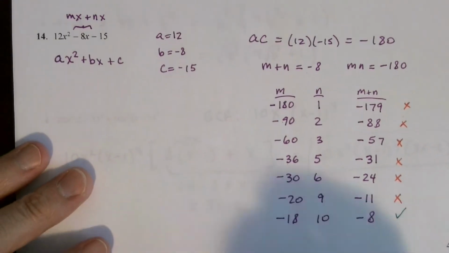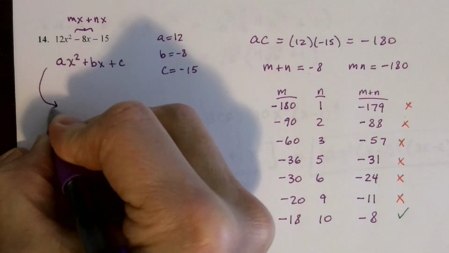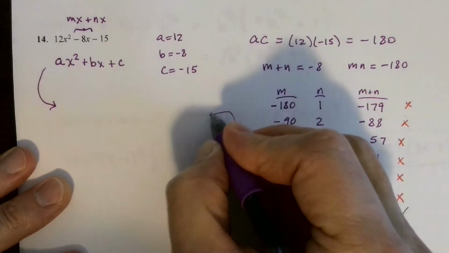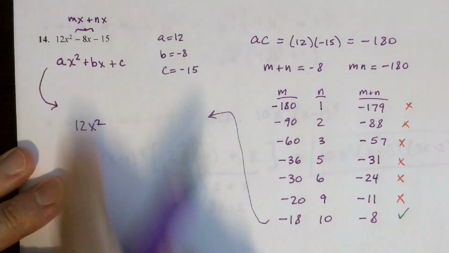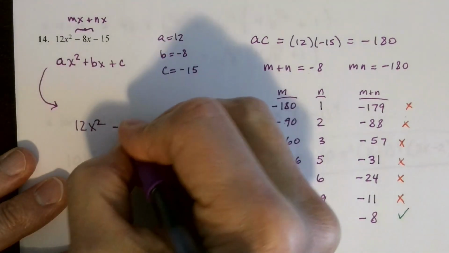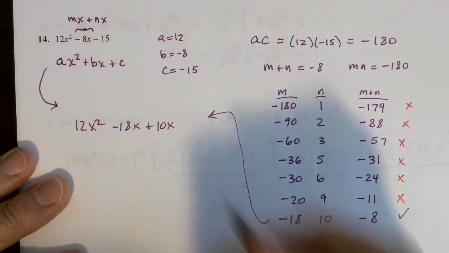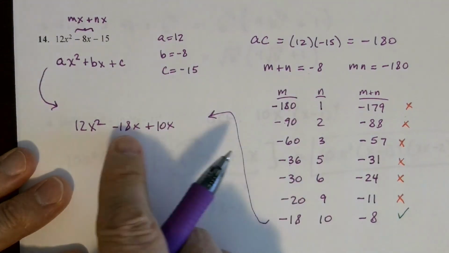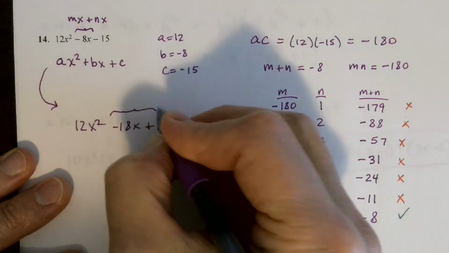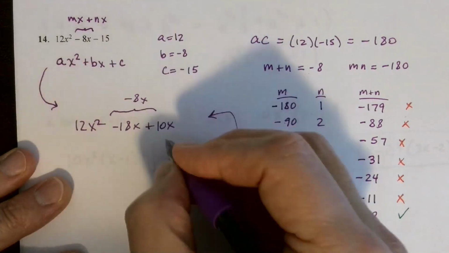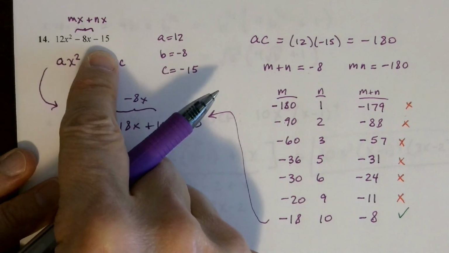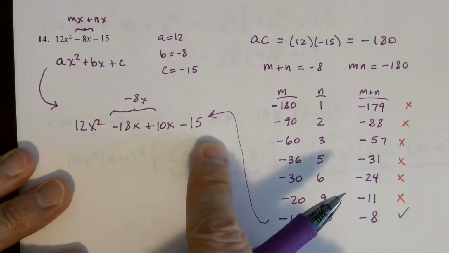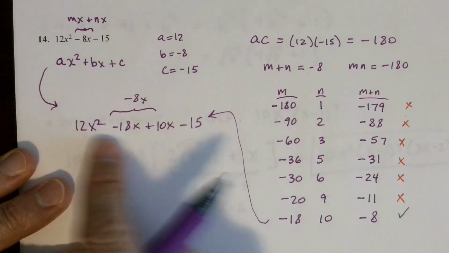So what do we do? We're going to rewrite this as 12x squared, and then the -8x I'm going to write as -18x plus the 10x. Right, -18 plus 10 gives me -8. So this right here is equal to -8x, which we had from the beginning. Don't forget the -15, right? So I've written this three-term polynomial as a 4-term polynomial. They are equal. This and this are equal.